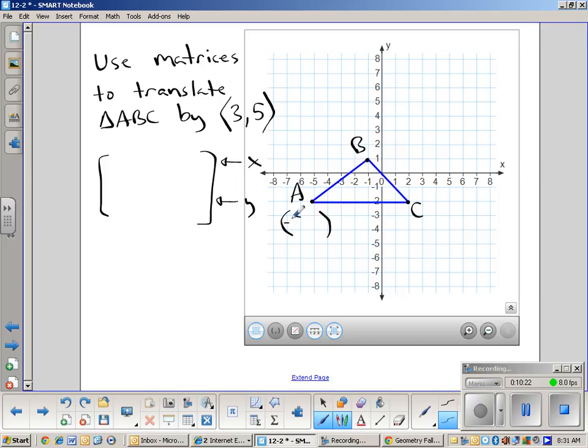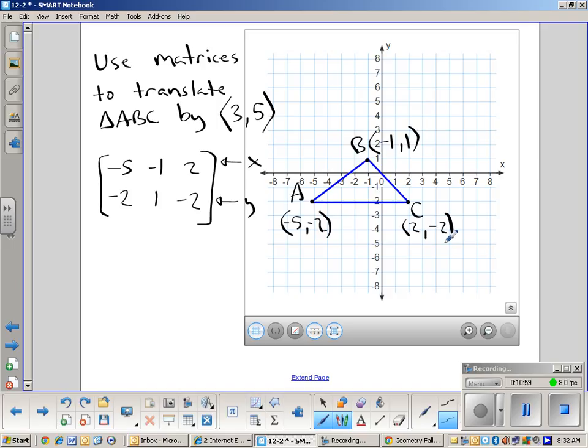-5, -2. So the x-coordinate is -5, so that goes on top, and the y-coordinate -2 goes on the bottom. What's B? -1, 1. And so the x-coordinate goes on top, the y-coordinate goes on the bottom. What's C? 2, -2. And so on top I put 2, and on the bottom I put -2.